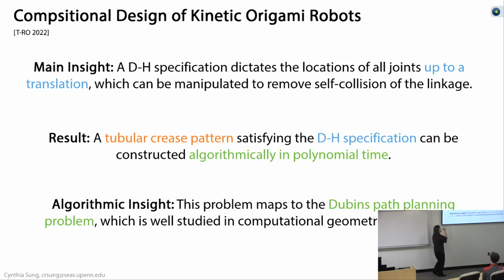So if this mapping is correct, then that means that people who are doing kinematic design for manipulator arms can now take advantage of decades of work that people have already done in computational geometry, and they don't need to reprove all of these results from scratch.